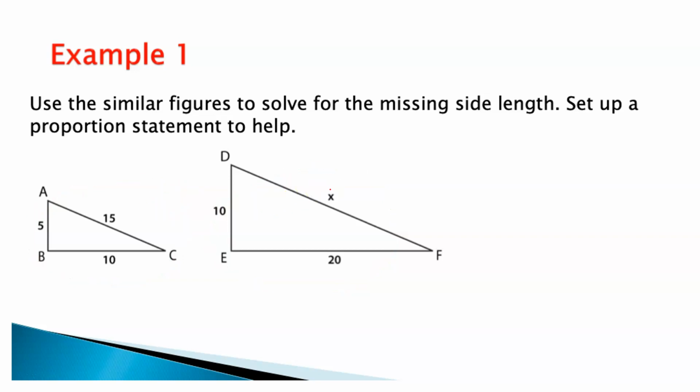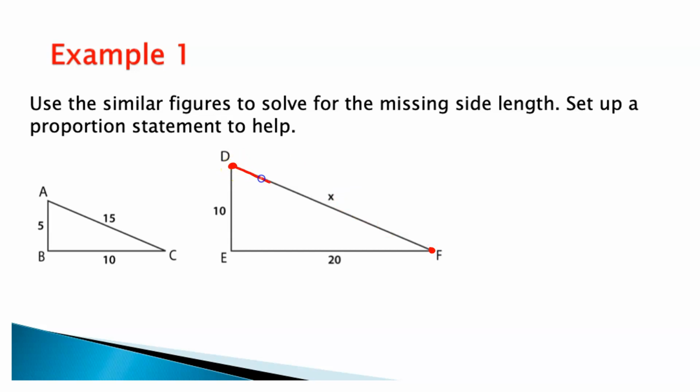To solve for the missing side length, what side are we trying to find here? We're trying to find the missing side X. It says set up a proportion statement to help. So basically what we're going to do here is compare two sides. Obviously, I will be wanting to compare this side here from D to F.